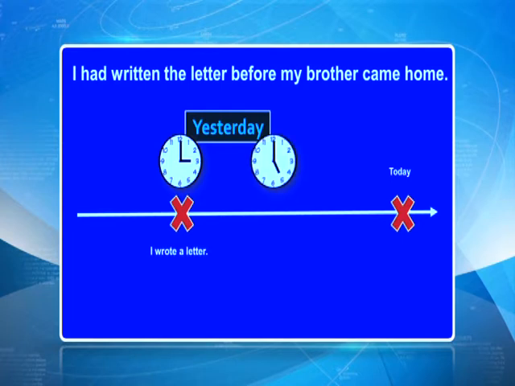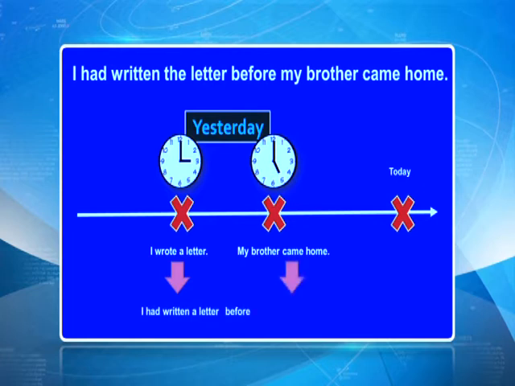And the second action took place at 5 o'clock. And this action is, my brother came home. So to show that this action came first, I use the past perfect tense. So, I had written a letter before my brother came home. Very clear, right? We'll do some more practice.